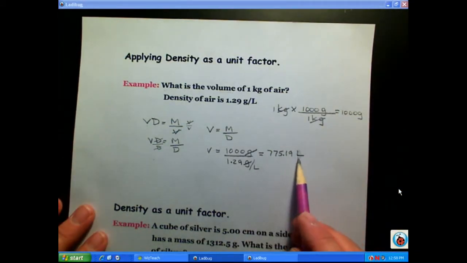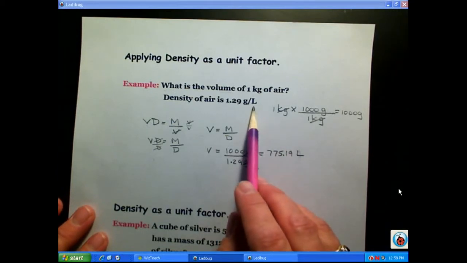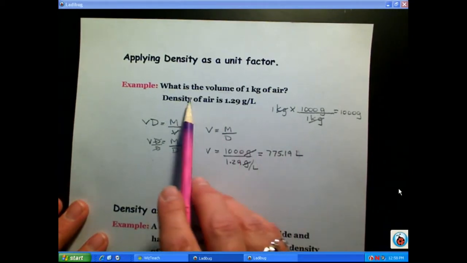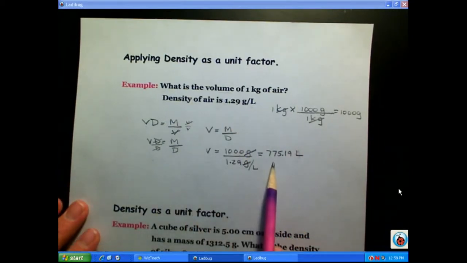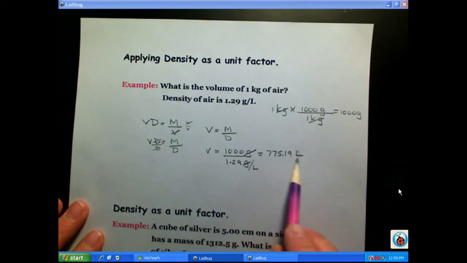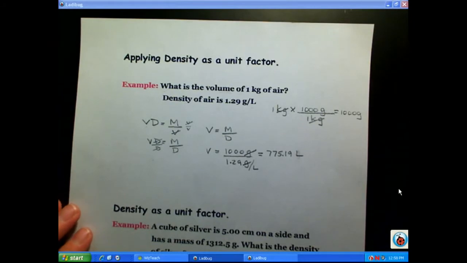We can leave it in liters because that's what they started out with in the problem, and they didn't really specify what particular units they wanted, so we would leave it here as liters and remember to carry it out to the hundredths place.